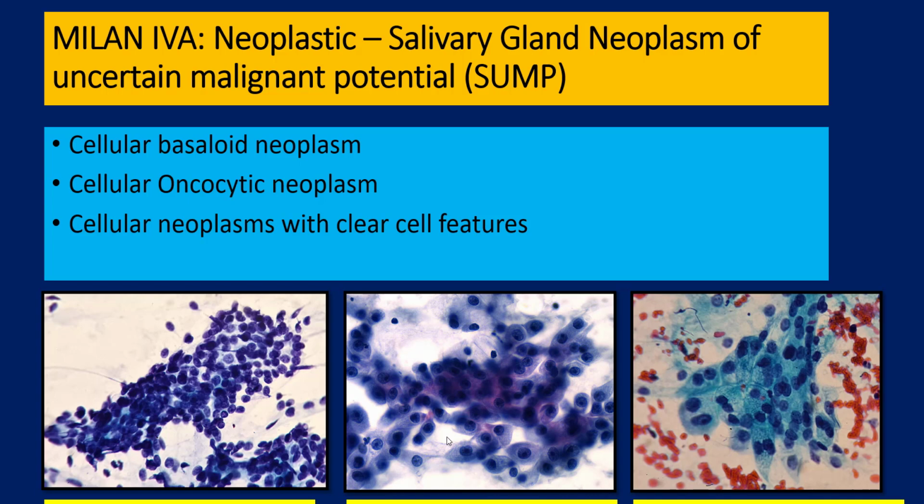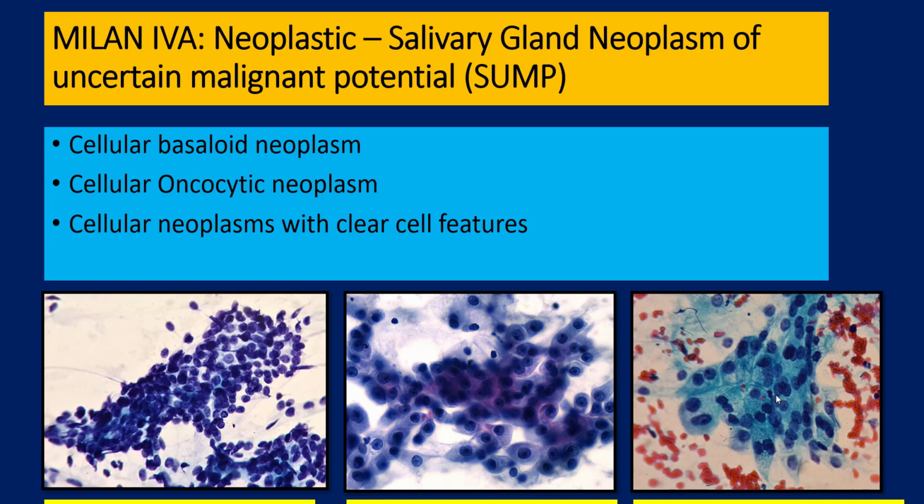We have spoken about oncocytic tumors. This is one such oncocytic tumor. We are not sure, am I dealing with an oncocytoma? Am I dealing with something like an acinic cell tumor? Another place where you can use this phrase: cellular oncocytic neoplasm, salivary gland tumor of undetermined malignant potential. And then there is another, which is a clear cell type of salivary gland tumor of undetermined malignant potential.